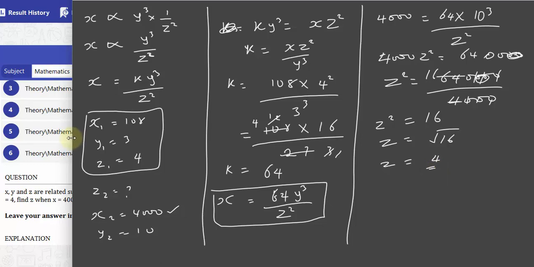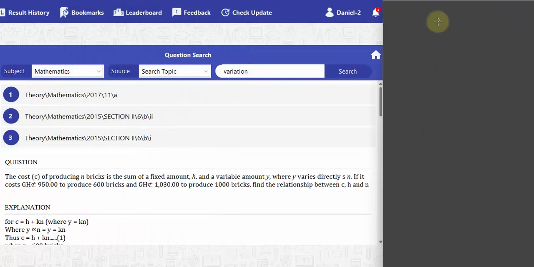So we're going to solve another question. Let's take a look at this question, which is related to variation. The question says the cost of producing n bricks is the sum of a fixed amount h and a variable amount y, where y varies directly as n.